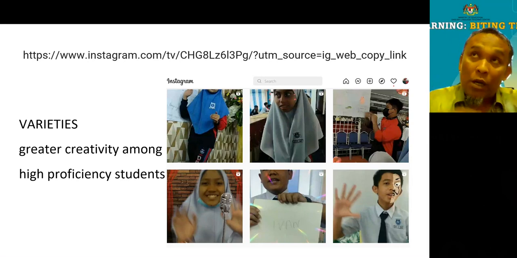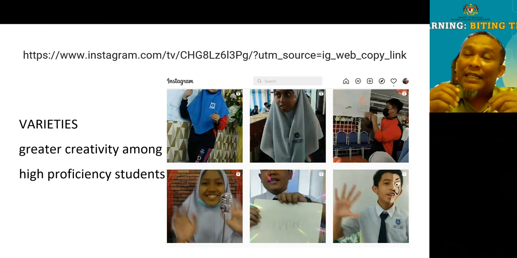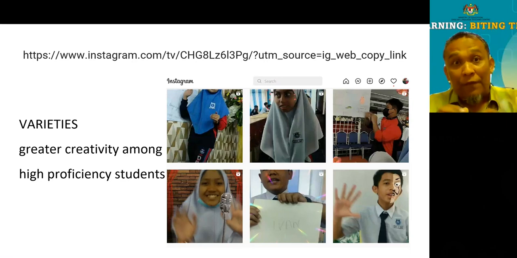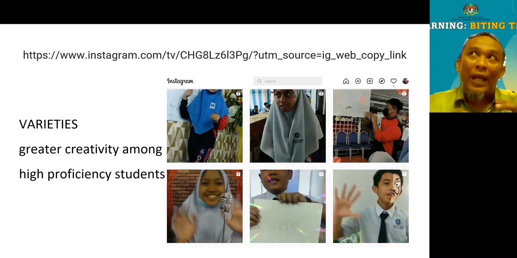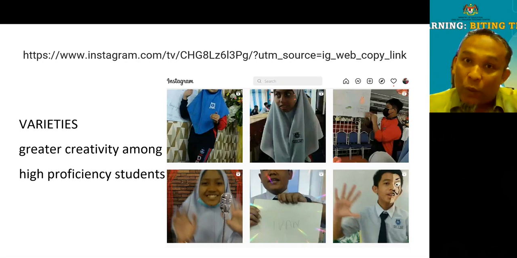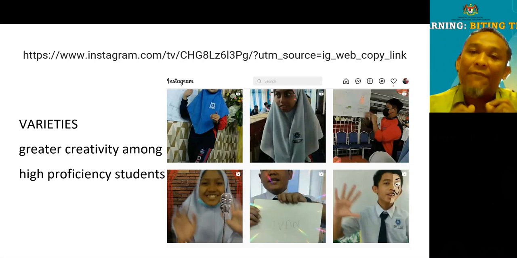And as they go along, by using all these filters and all these backgrounds, they would grow in confidence, they would grow in their sense of creativity, not only in terms of linguistic skills, but as well as expressions, as well as using different sentence structures, as well as how to create creative opening lines in order to attract viewers to their videos. And such things were very useful when it comes to building confidence among high proficiency students.